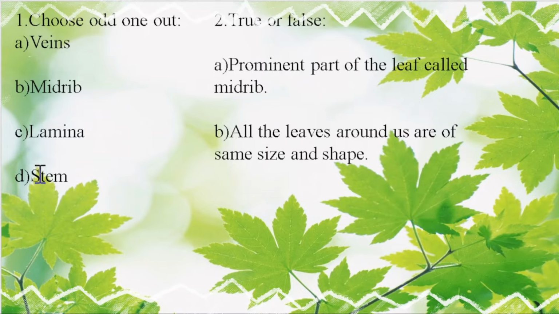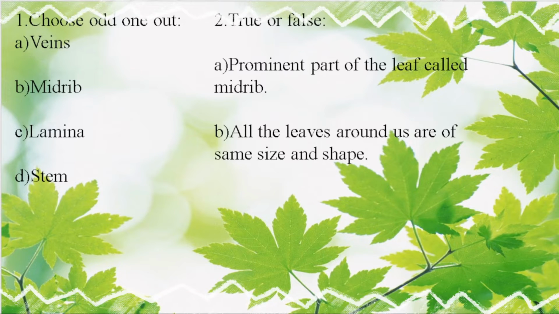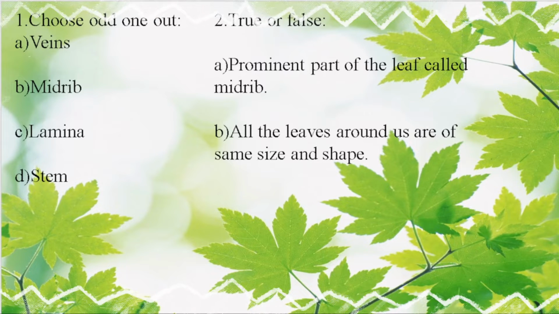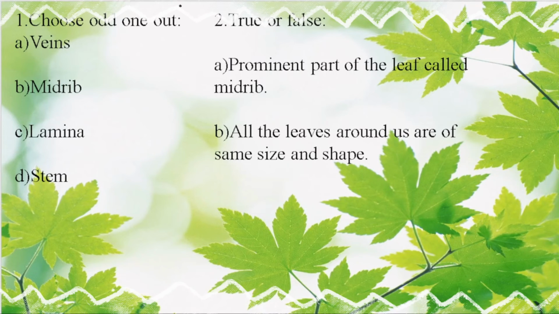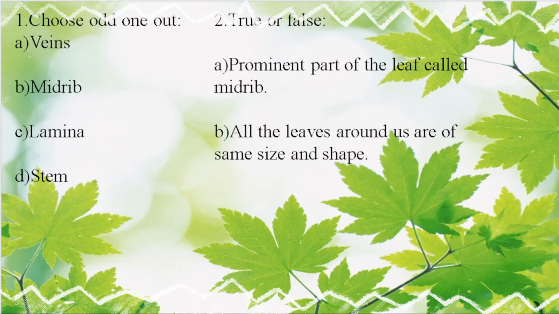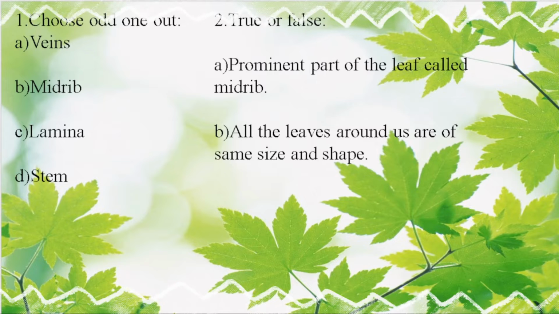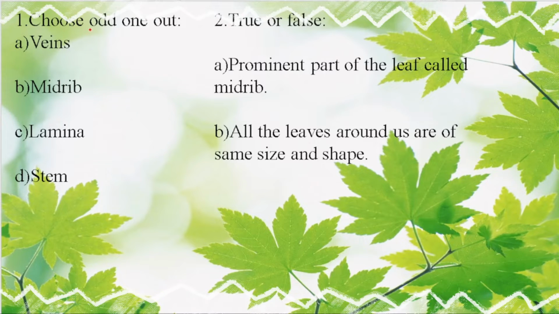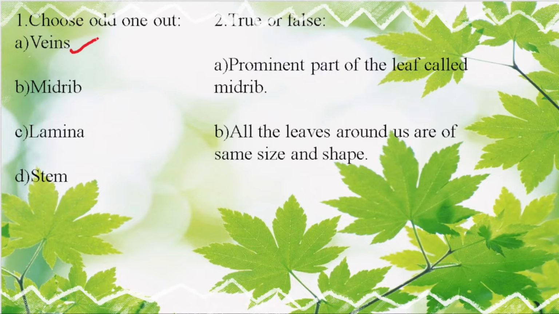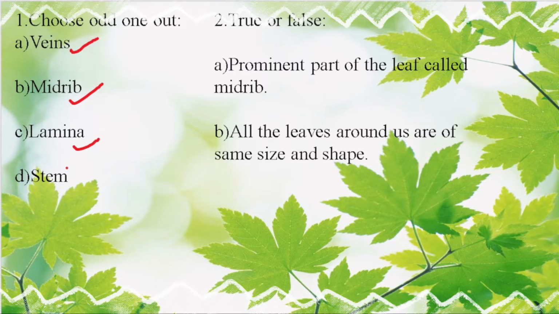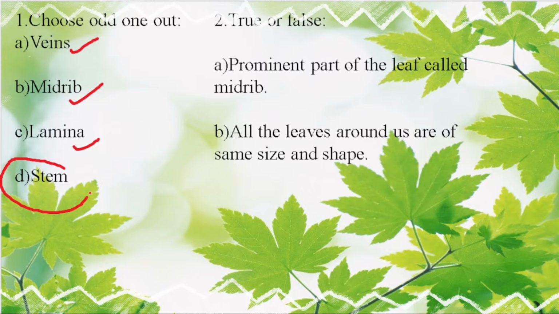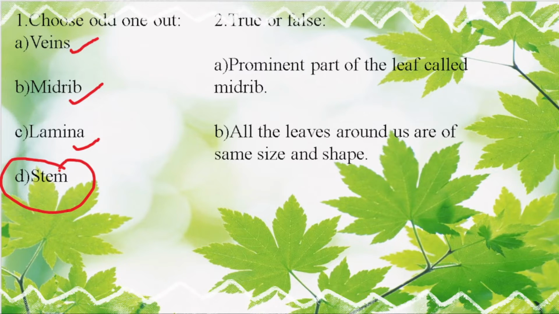Let us come to the next slide, that is all about the questions, what you have understood till now. So the question is choose the odd one out: veins, midrib, lamina, stem. I think this is about the parts of the leaf. Yes, I can see the veins on the leaf. Yes, I can see the midrib. Lamina is also there. But stem is not a part of the leaf, right? Stem is a part of the plant.